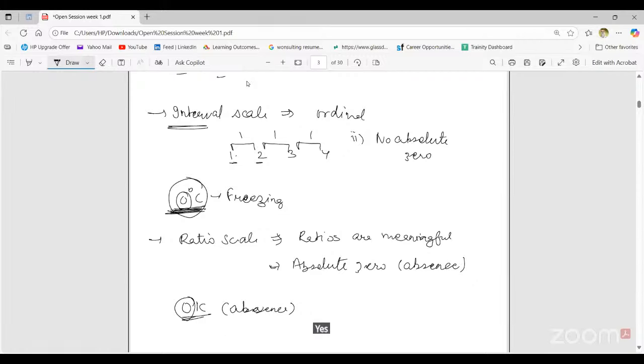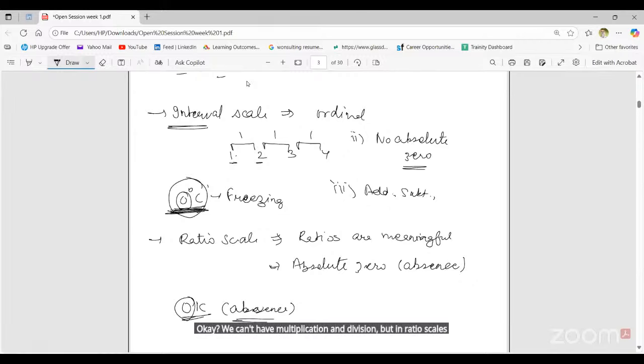Ma'am, I have one doubt. Celsius and Fahrenheit, which mathematical operations are possible? See, here no absolute zero is there. That means zero makes sense here. So that's why we can have only addition and subtraction here. We can't have multiplication and division. But in a ratio scale, zero means absence, so we can have addition, subtraction, multiplication, and division. All of the arithmetic operations.